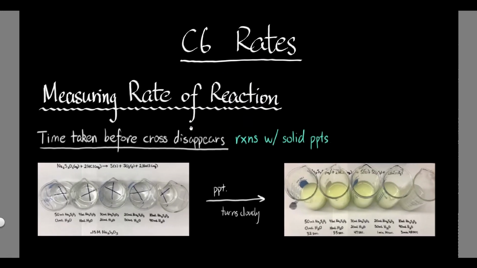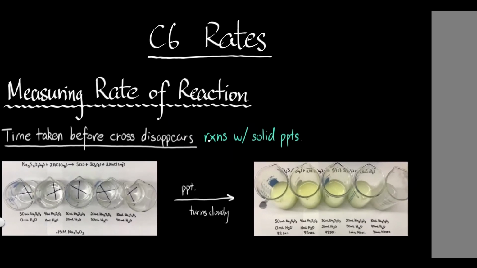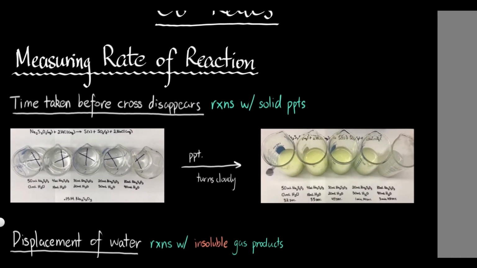So I've already found the pictures here. So let's take a look at the first one: the time taken before a cross disappears. Basically, this would work with any reaction with a solid precipitate. Like if you have an insoluble precipitate, and preferably it has a color, it's not transparent, because if it's transparent, it's not a precipitate. But yeah, whatever. It would turn the solution cloudy.